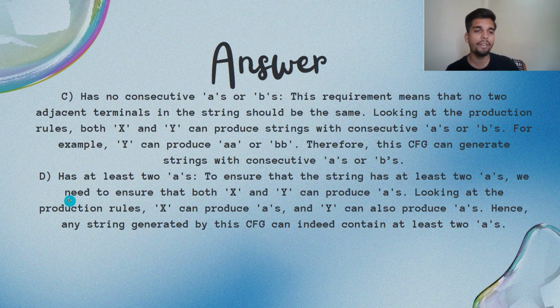And at last, we have the fourth option, has at least two A's. To ensure that the string has at least two A's, we need to ensure that both X and Y can produce A. Looking at the production rules, X can produce A and Y can also produce A. Hence, any string generated by this CFG can indeed contain at least two A's.